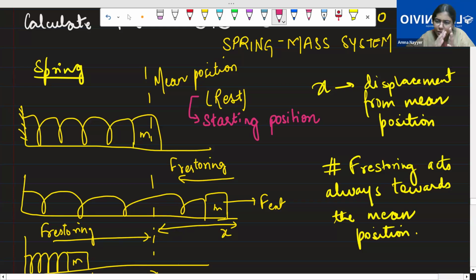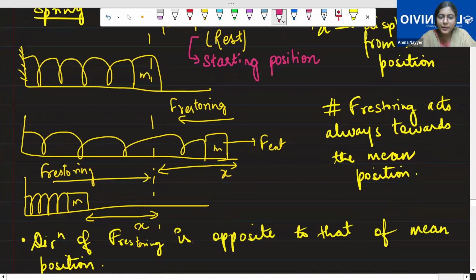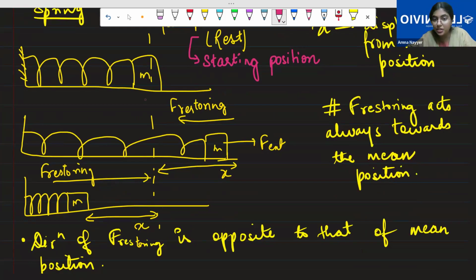Similarly, what if I compress the spring? If I compress the spring, again there will be a displacement from the mean position on the opposite side. This separation from the mean position is what is known as the displacement from the mean position. It means how much it has been displaced from its original resting point. Let's say the mean position was here, it has expanded to here, it has narrowed down to here. Like this, we'll see different points.